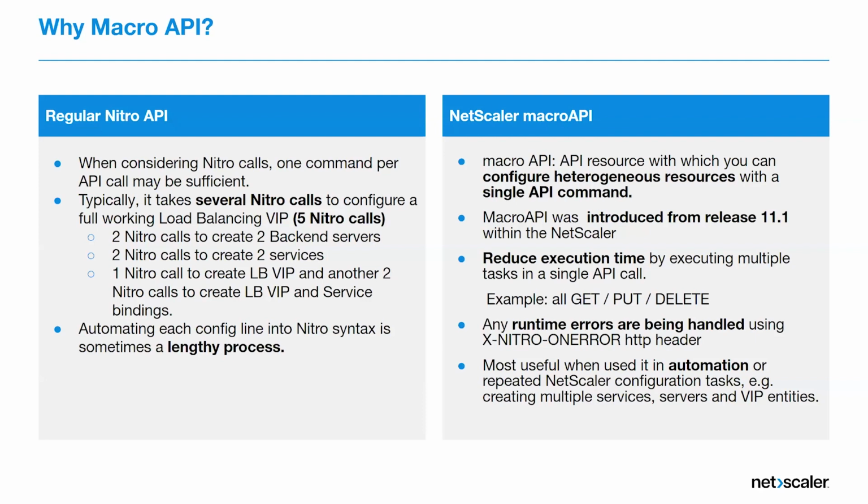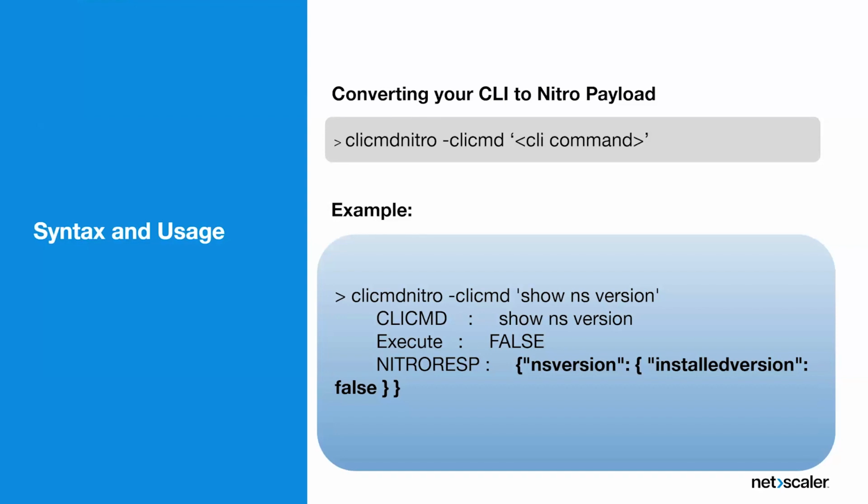So when it comes to automating, it's a little tricky, a complex, lengthy process to use the Nitro API. I don't say it is a limitation, but it's the way Nitro has matured. But when you do the operations using a macro API, it's way faster and way more responsive. We all know that Nitro has its own syntax when it comes to the payload.